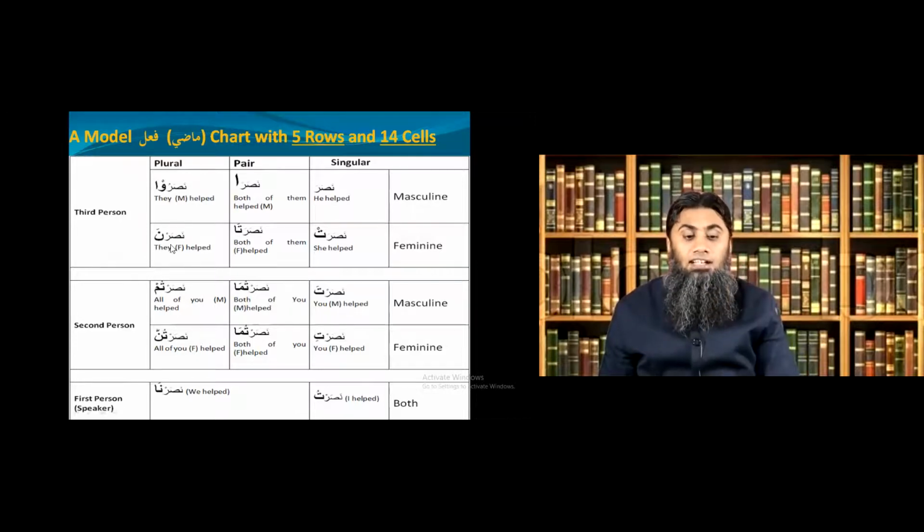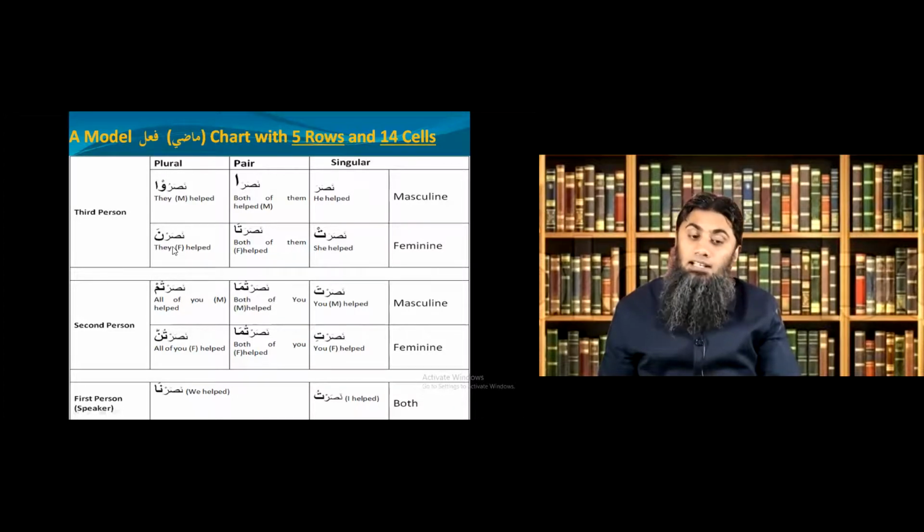And if it ends with na, like nasarna, so this na will tell you that this time the doer is more than two females. So they, which means plural but female. Look at this difference. If it is they male, nasaru, this u ending.